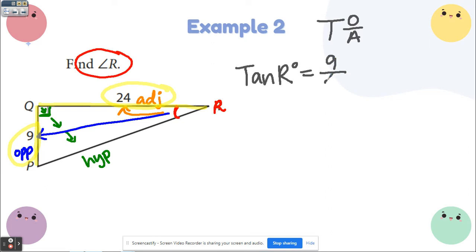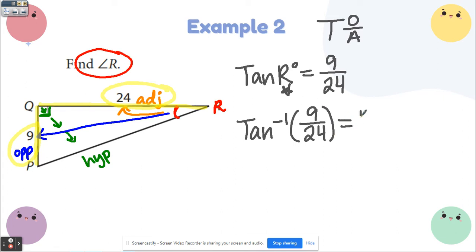9 because it's opposite, 24 because it's adjacent. Then at this point, I would ask you, multiply, switch, or inverse. The answer is inverse because you are trying to solve for this angle right here. So tan inverse of the two sides, opposite over adjacent, will give you the answer. That is what you're learning today. That is what I'm going to put in the calculator.